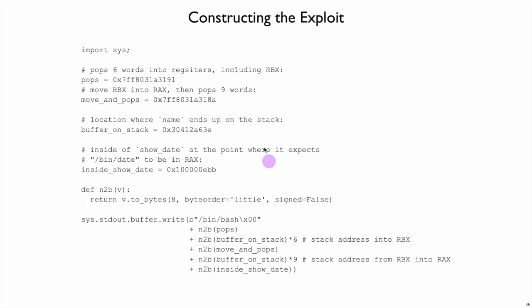I've assembled this into a script to build the attack string as well. So we have the address of gadget 1 that pops 6 words, and gadget 2 that moves RBX into RAX. We will need to predict where name is going to be on the stack. And then inside of showDate, we have that address the same as before, and we build up this name to feed into our program.